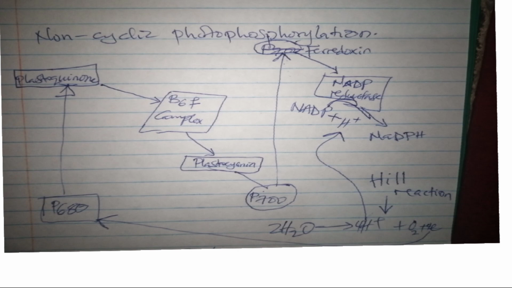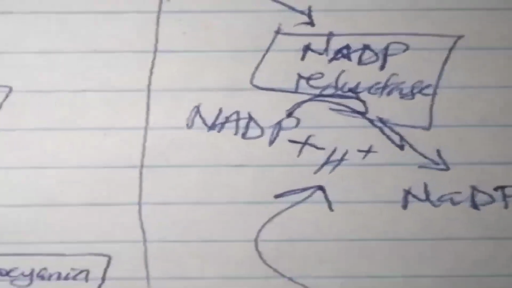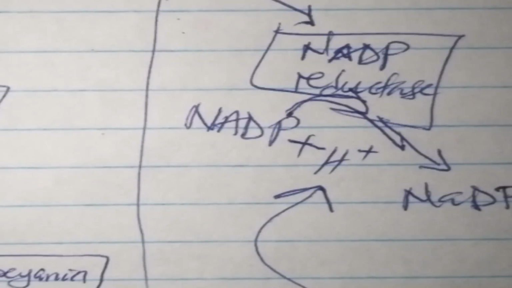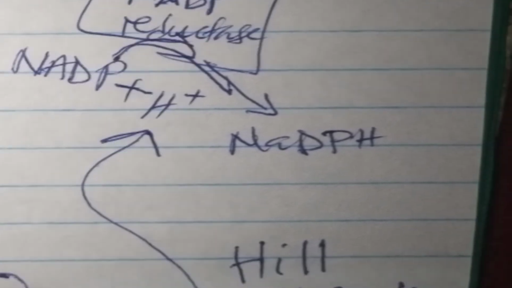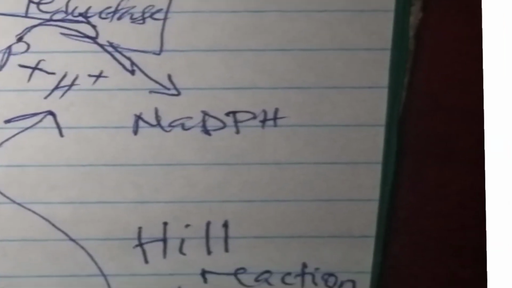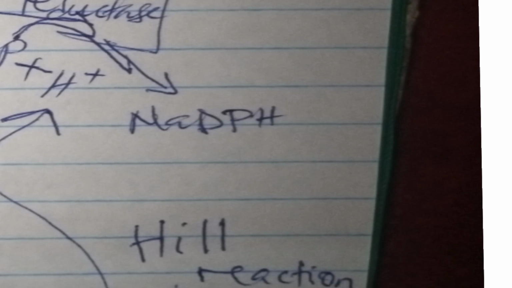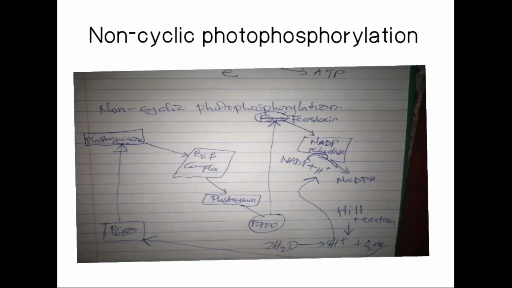So the hydrogen ions will combine with oxidized NADP. You can see this NADP, it's oxidized. By saying oxidized, I mean it does not contain any hydrogen. So when you add hydrogen, that means you are reducing it. And when you reduce it, you form reduced NADP, or what we call NADPH. This is supposed to be capital A, NADPH. And that's what we call non-cyclic photophosphorylation.